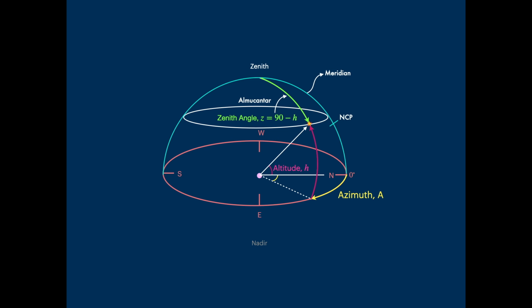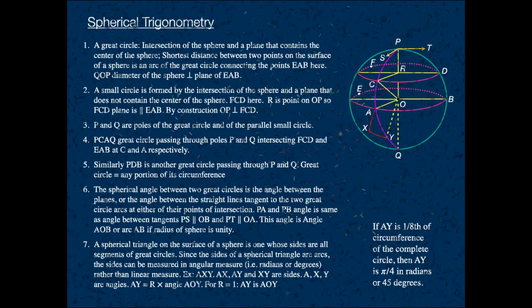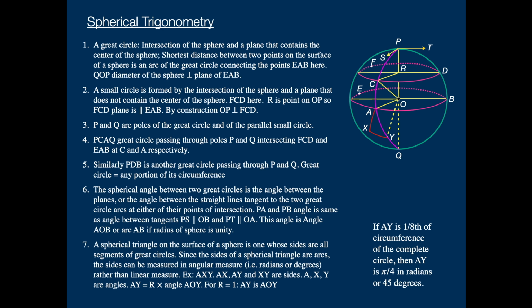So now you see all these angles are actually angles on a sphere. So let's take a look at spherical trigonometry again. What we had is that there is a great circle. It's an intersection of a sphere and a plane that contains the center of the sphere. It is the shortest distance between 2 points on the surface of a sphere. It's an arc of a great circle connecting 2 points.